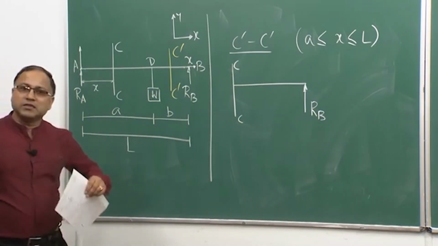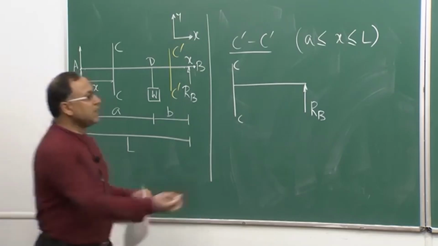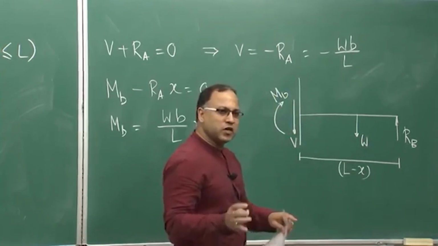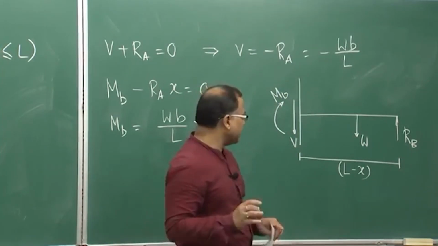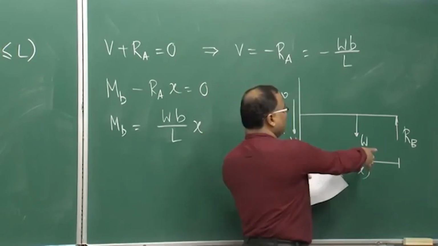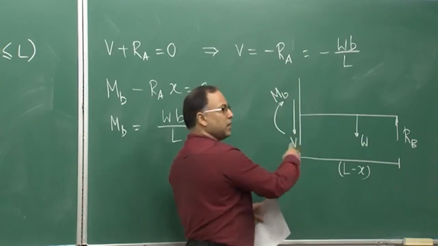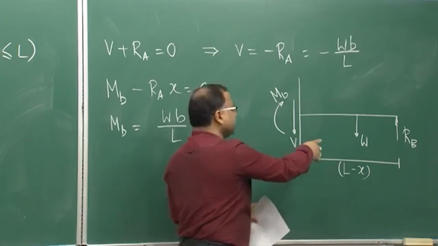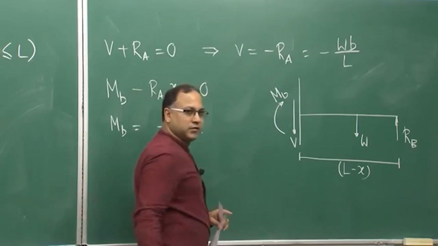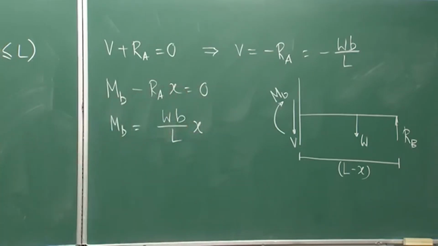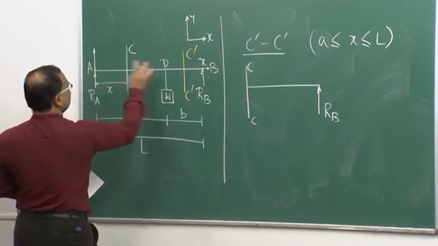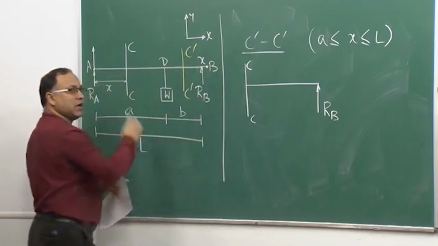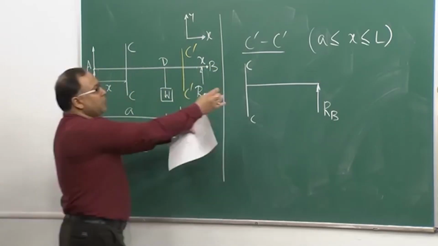Why? This is purely based on my convenience, because the problem is very simple, so you will not appreciate whether it is difficult or complicated. But if you see, for section CC, coming from right to left is a little bit more complicated than coming from left to right. But in this case, C prime, coming from left to right will be a bit more complicated than coming from right to left. Therefore, I am considering right to left.